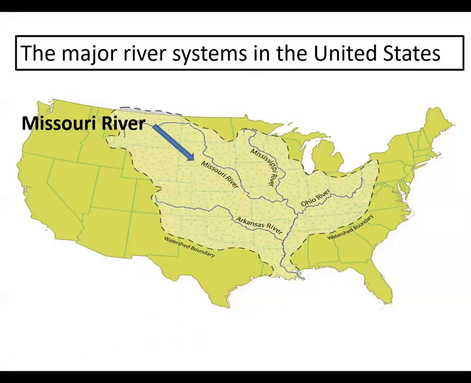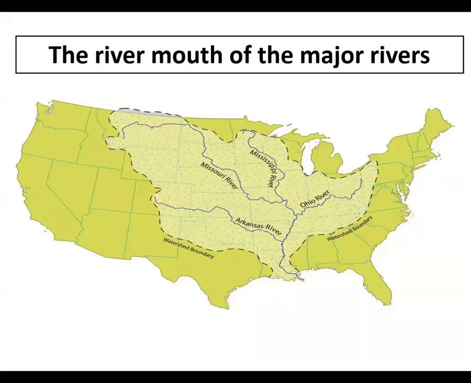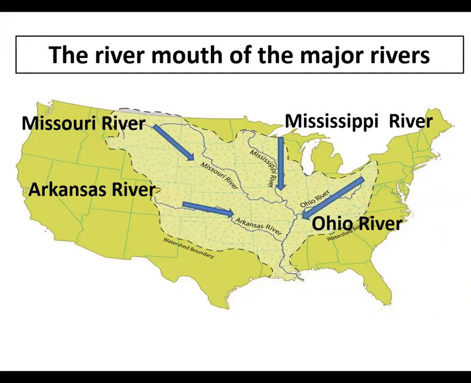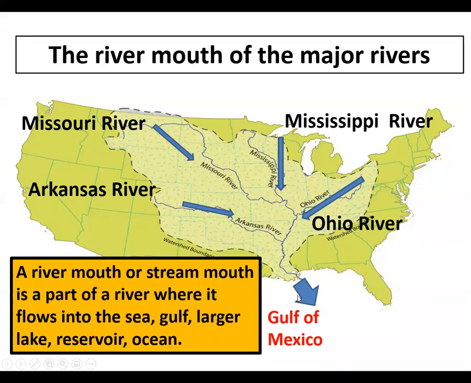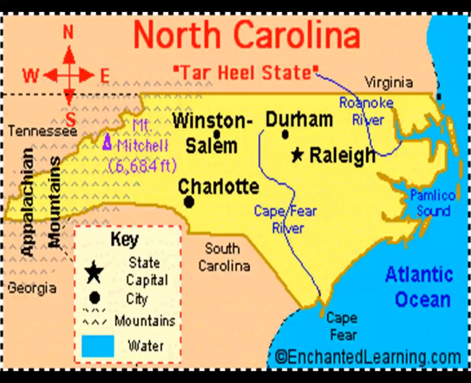Now let's see the major rivers in the United States. We have the Missouri River, the Arkansas River, the Mississippi River, the Ohio River. They all empty their water into the Gulf of Mexico, and all the water that flows here brings a lot of sediments. That's why an island is forming here, and that island is what we call a delta, okay, in the Gulf of Mexico.